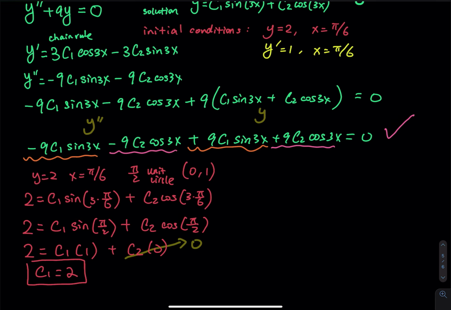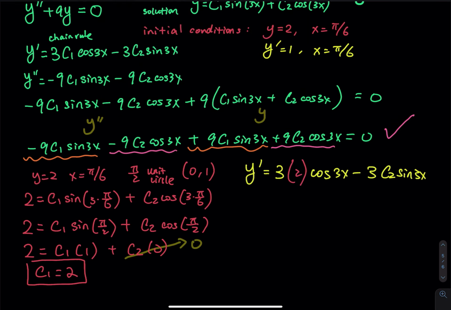And then the first derivative, what is the first derivative? The first derivative is y prime equals 3 times c1 times cosine 3x, and then minus 3c2 times sine of 3x. We already found c1, so I'm going to erase the c1 and put a 2 in it.